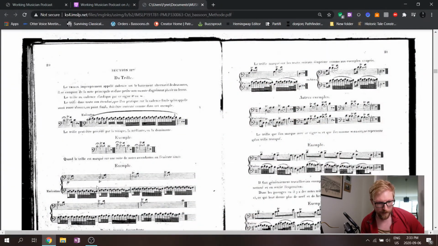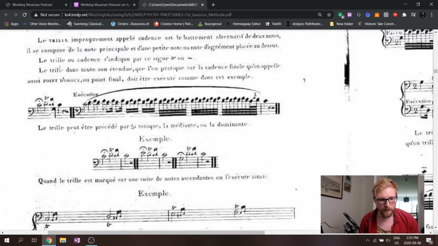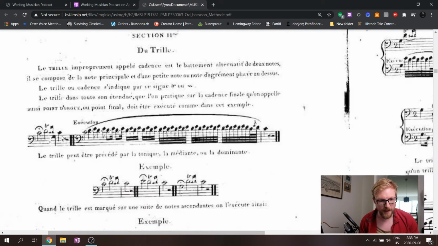I thought I would just look at one tiny little snippet from the OZ method on page 20. So let's just take a quick look at it. It's really just a short video here, but I think it's so important that we look at this first trill execution, right? So you get this, what is a cadential trill?